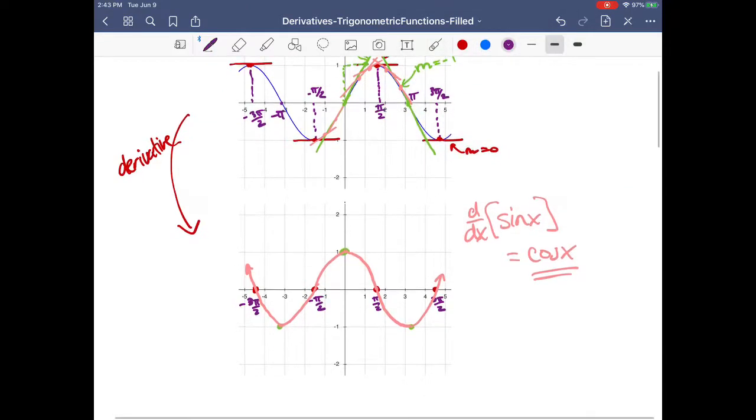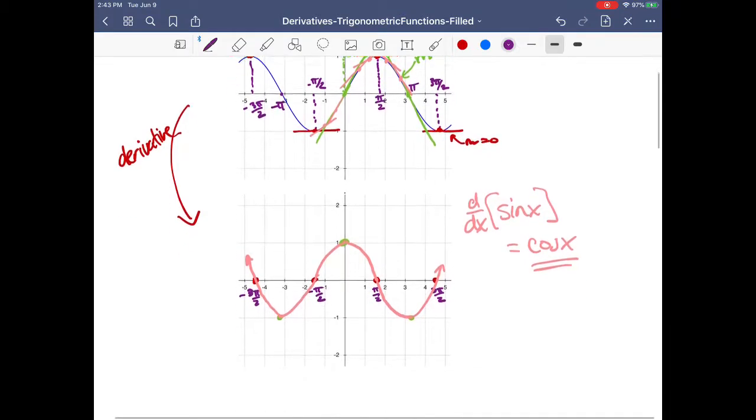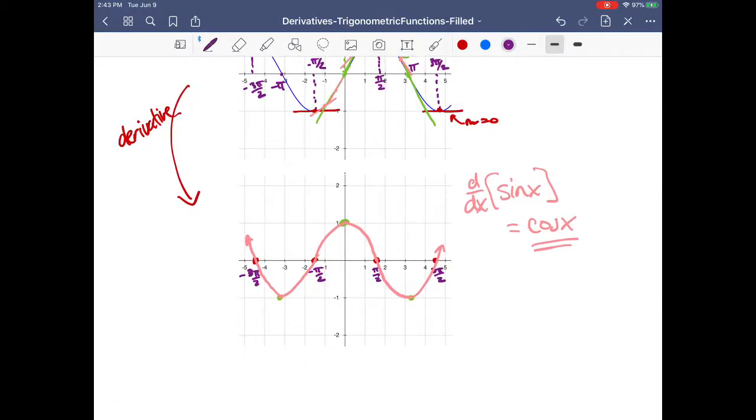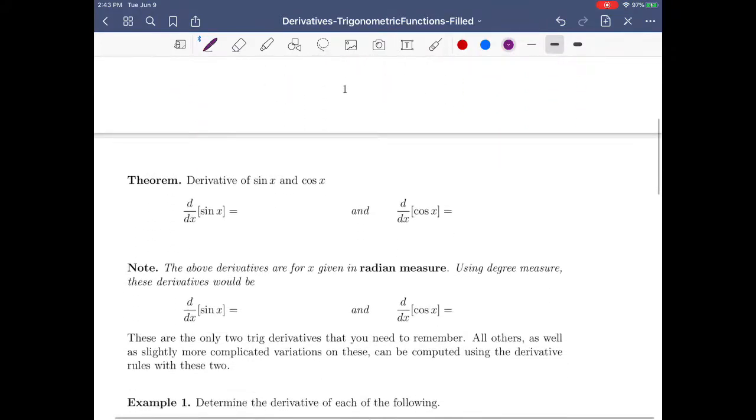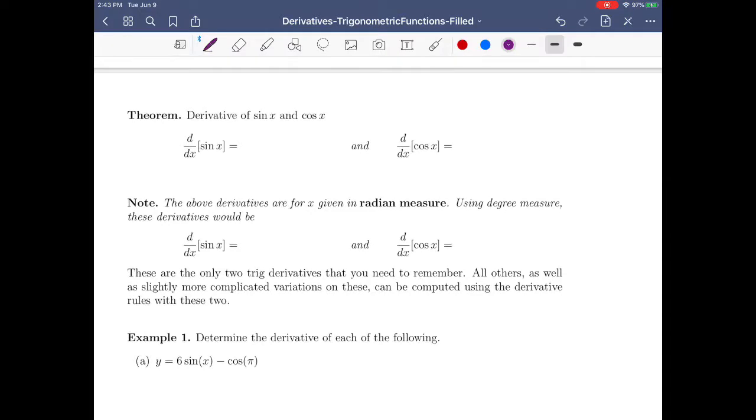Okay, so you can do something similar for the graph of cosine. If you take this graph and use the same reasoning, you're going to get something that looks like sine but flipped. So the derivative of sine of x is cos of x, and the derivative of cosine of x is negative sine of x.